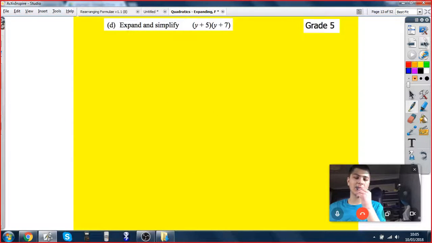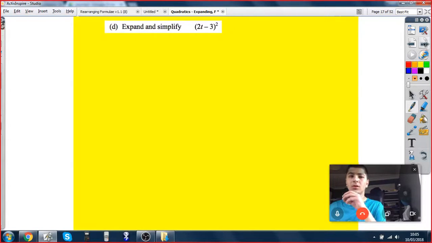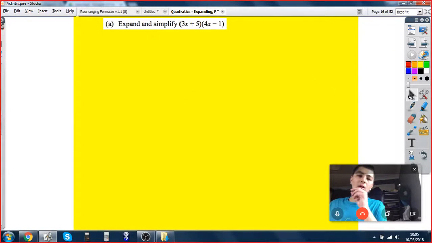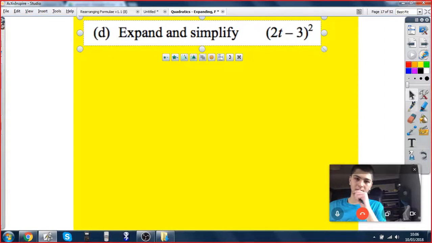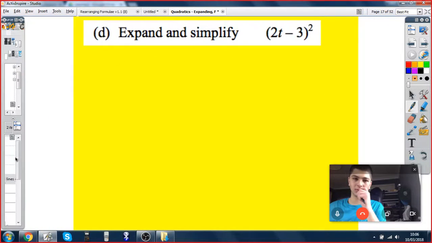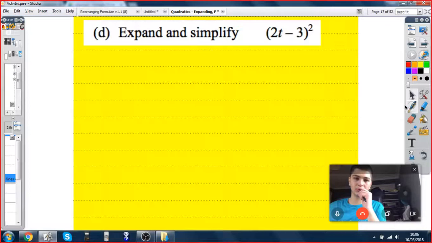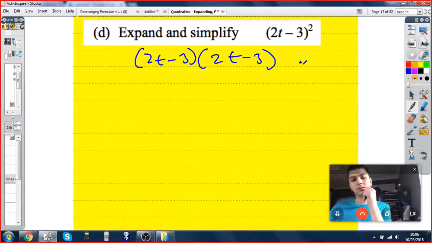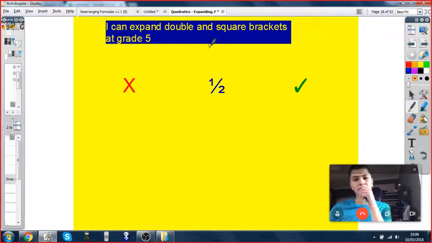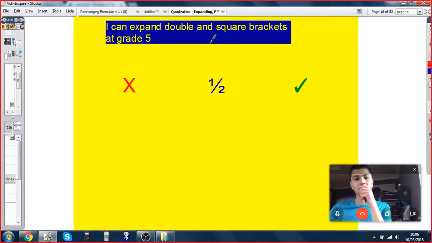These are exam questions. I think you're going to be fine for these. How would you start this one? You would put 2t minus 3 in brackets and then put it again. Yeah, and then just do it as normal. So 2t minus 3, 2t minus 3, and then you just go from there. Okay, I can expand double and square brackets.